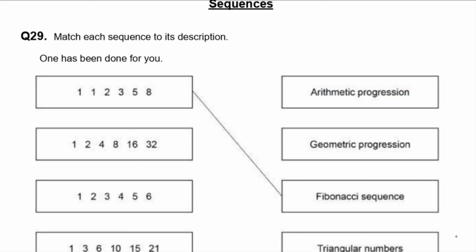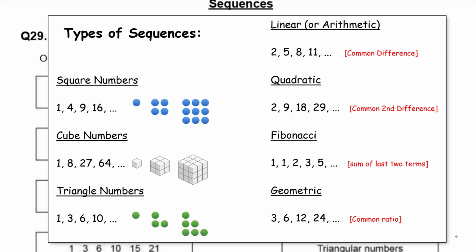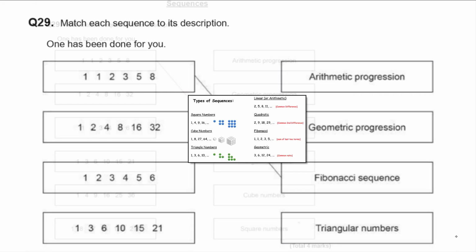Next up, it's sequences. Make sure you're familiar with the 7 types of sequences that you're likely to get at GCSE Maths. You've got your 3 number property ones, like square numbers, cube numbers, and triangle numbers. Plus you've got linear or arithmetic sequences, quadratic sequences, geometric sequences, and Fibonacci sequences. Okay, so you need to be able to generate next terms, term-to-term rules, position-to-term rules like nth terms, for each of the different types. Okay. Let's crack on and look at the first question.